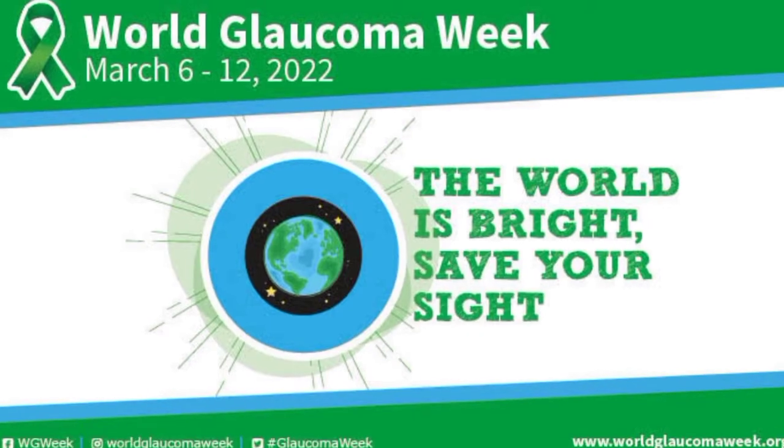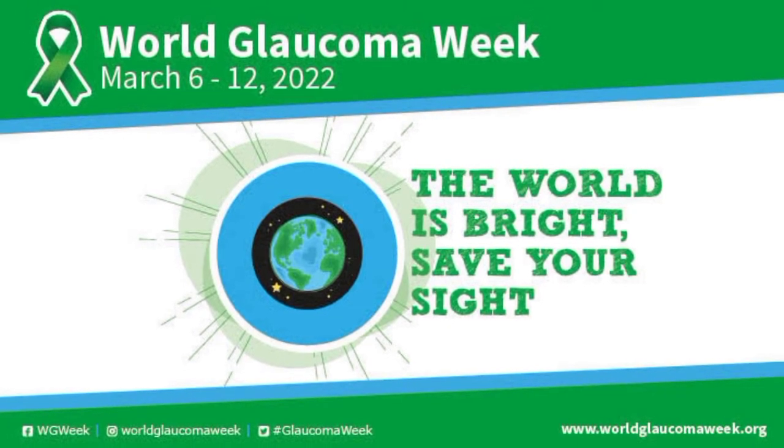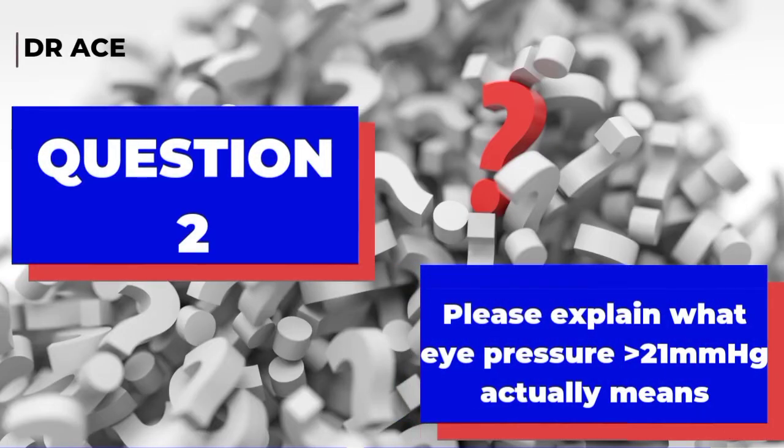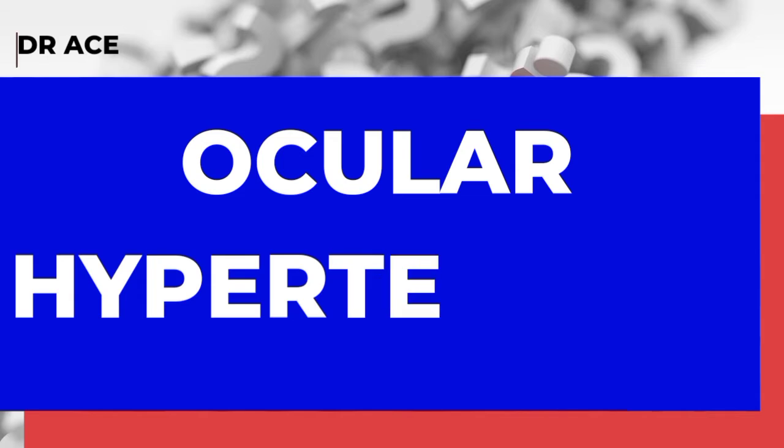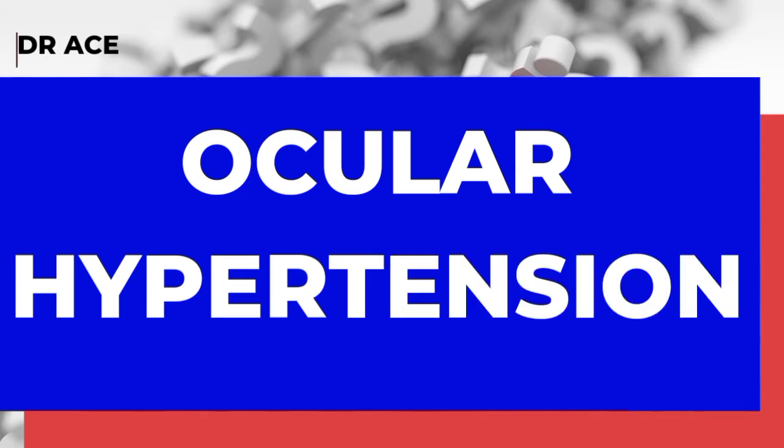Question 2 says, please explain what eye pressure greater than 21 actually means. So like there is a normal range for everything in the body, even BP, sugar, there's a normal range. But in a case where the pressure is now more than 21, you may want to find out what is causing it. So what it actually means is that it could be, number one, ocular hypertension. Ocular hypertension simply means that the eye pressure is elevated, but there are no signs of damage at the back of the eye. There is no loss of vision. That's what we call ocular hypertension.